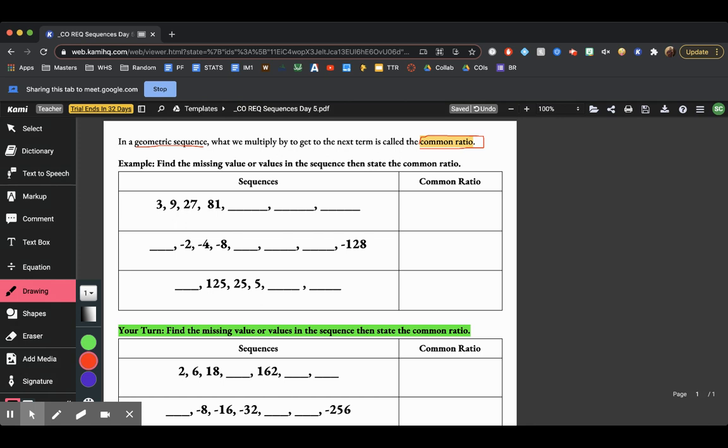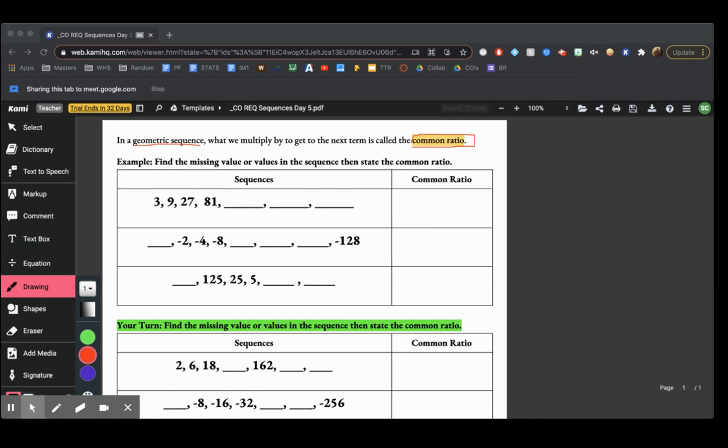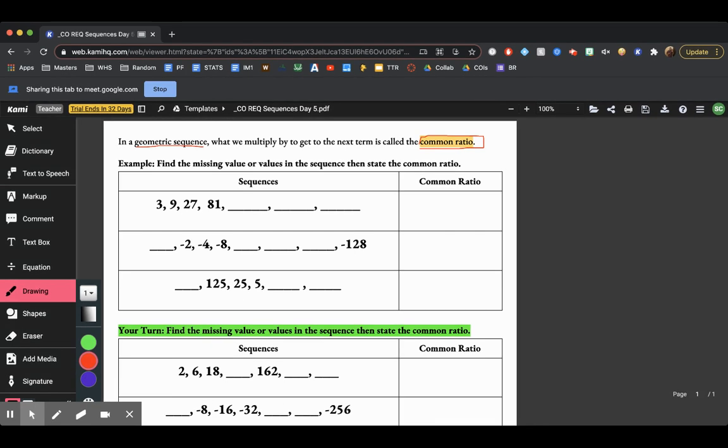We're going to go over these three examples, and the instructions say find the missing value or values in the sequence, then state the common ratio. Okay, which is what we're going to go ahead and do. The first sequence is 3, 9, 27, 81, blank, blank, blank.